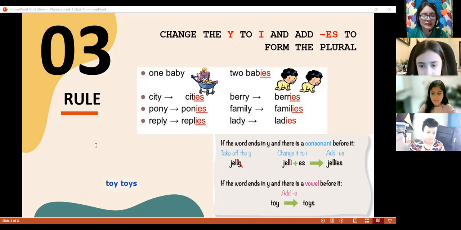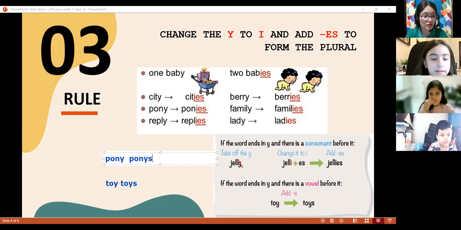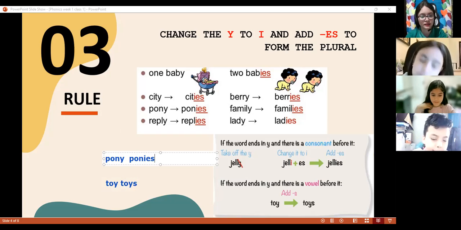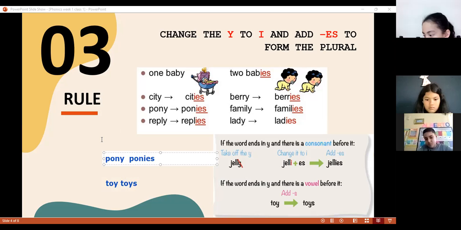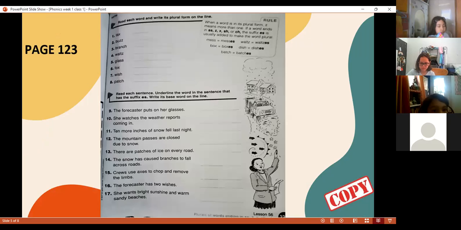If it ends like this, like pony, let's see pony. Why do we change pony? What happens if we just write ponys? It doesn't look weird, but it's incorrect because there is a consonant before. So the rule says if there is a consonant, change for I and then the ES for ponies. Yes? Questions, class? Question about rule 1, 2, or 3? No? Okay, let's practice now using number one.